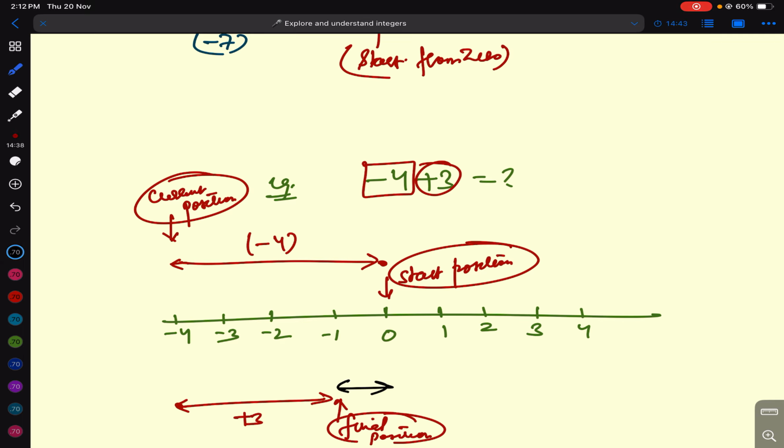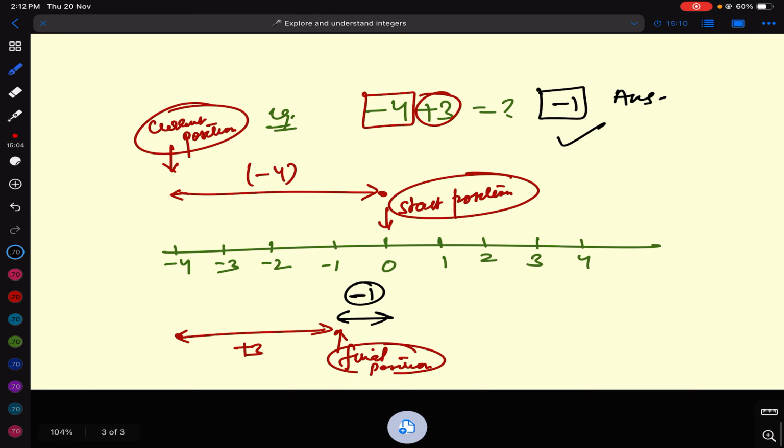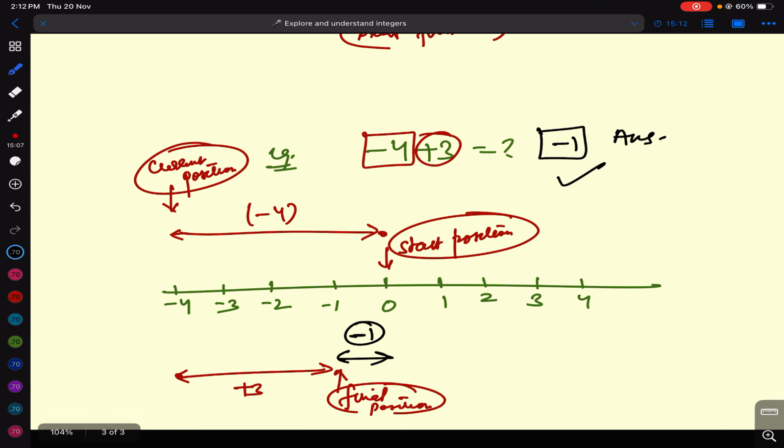So it is -1, right? Now since it is on the left, obviously it is going to be -1. Suppose if it was on the right, then it would have been +1. So the answer here is -1. I hope that makes sense. So this is how we solve the addition of the integers via the number line. Clear?